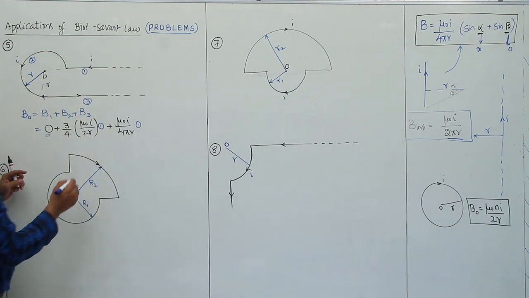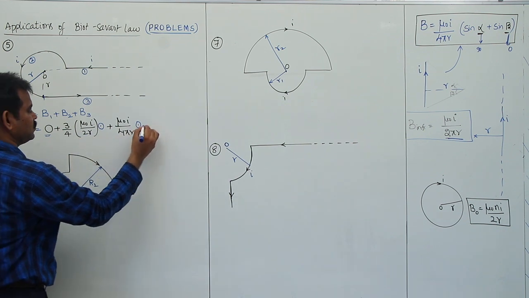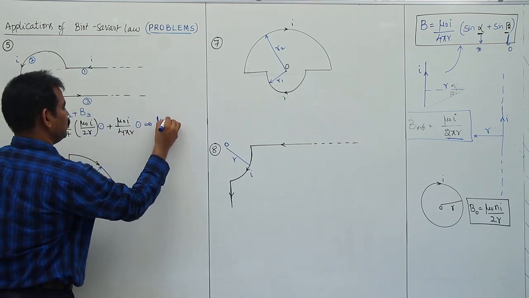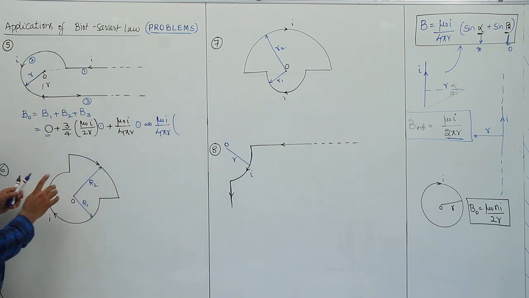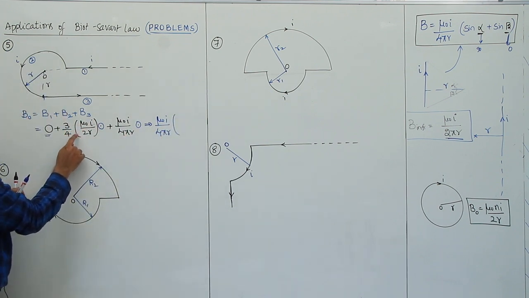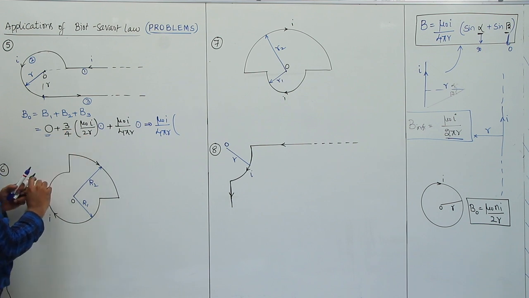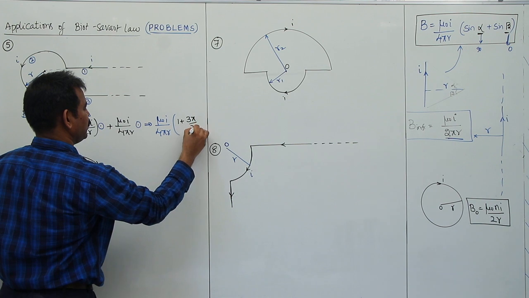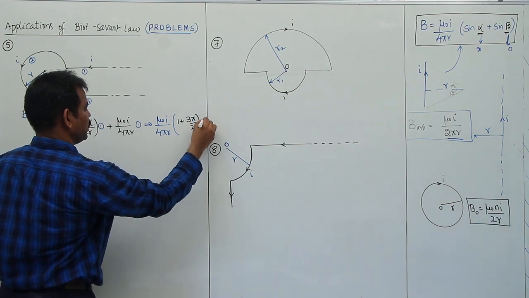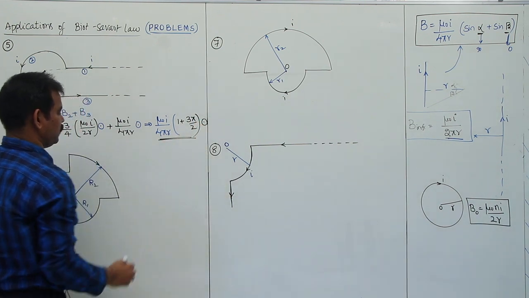So add these two. Mu naught I by 2r is common. So you can write mu naught I by 4 pi r if you take it common. So this is also mu naught I by 4 pi r. So 3 pi by 2. So this is 1 plus 3 pi by 2. And the total field is acting out of this paper.